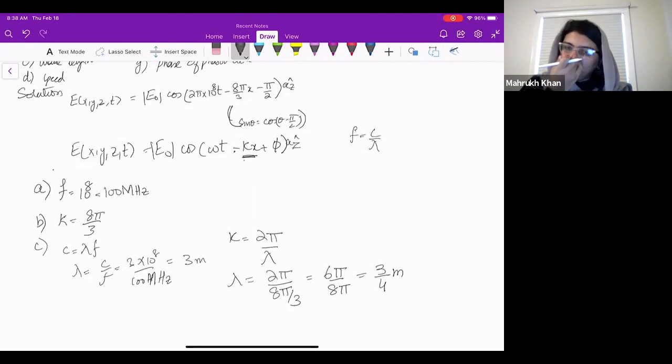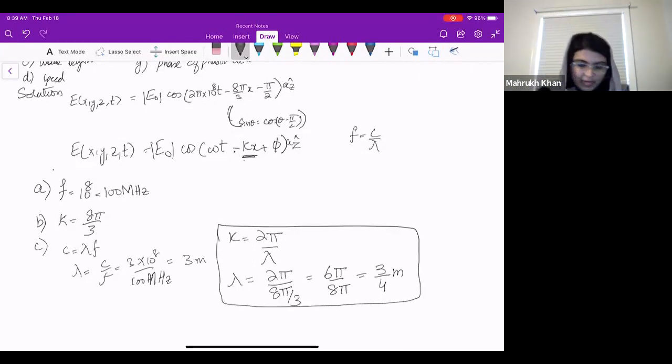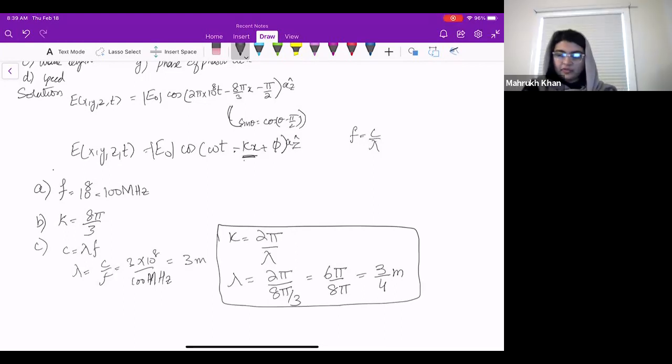I will tell you why, okay? But this is the lambda that you have calculated from your wave number. Is this lambda greater or smaller? What do you think? Smaller, right? We will talk about why it's different. Just remember that when you calculated lambda with the speed of light, it was different than when you calculated it with the wave number.